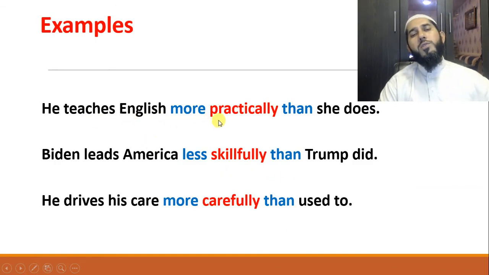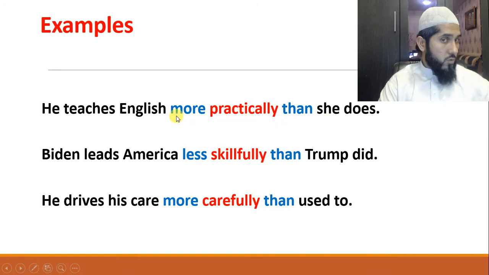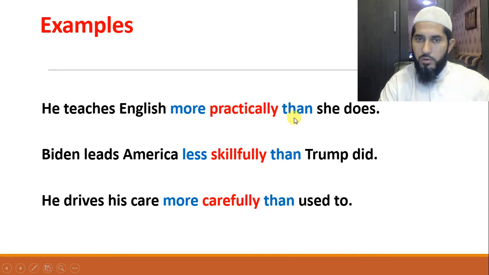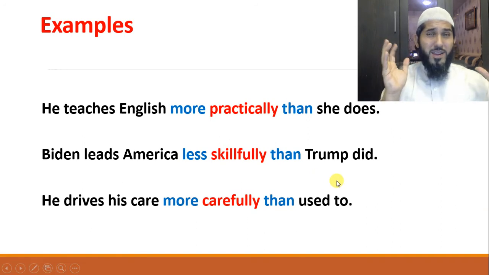He teaches English more practically than she does. See, before this adverb, practically, we use the word more, and after this adverb we use the word than. So Biden leads America less skillfully than Trump did. See, just an example, okay? Actually, you're comparing two actions which are related to different people, according to these examples.